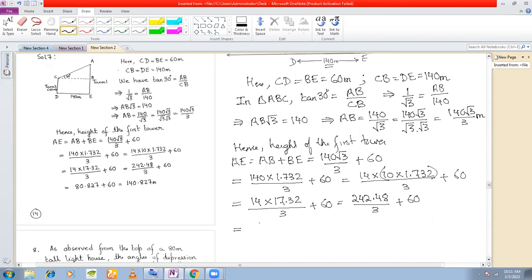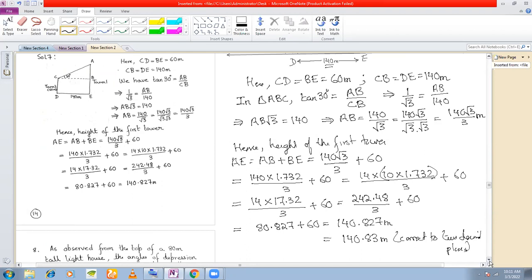Now 242.38 you convert to decimals, you get 80.827 plus 60. And now therefore if you add, you get 140.827. This is still 3 places of decimal we have got, but if you want to write this till 2 places of decimal, this should be 140.83, right? Correct to 2 decimal places.